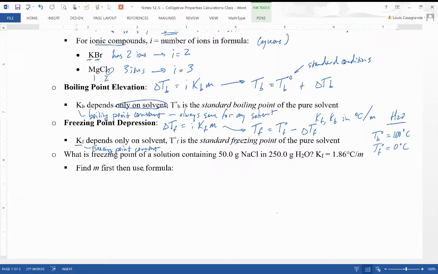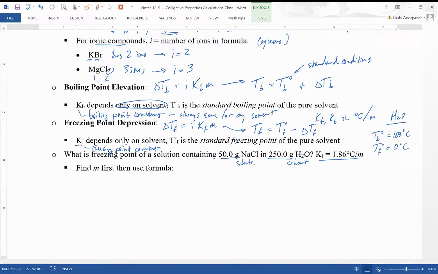So our first question is we want to find the freezing point of a solution containing 50 grams of NaCl and 250 grams of water. First thing, separate out the solute from the solvent. So here's our solute, the NaCl, and the water is the solvent. It's usually going to be pretty clear. And here's the freezing point constant for water, 1.86 degrees C per molal.